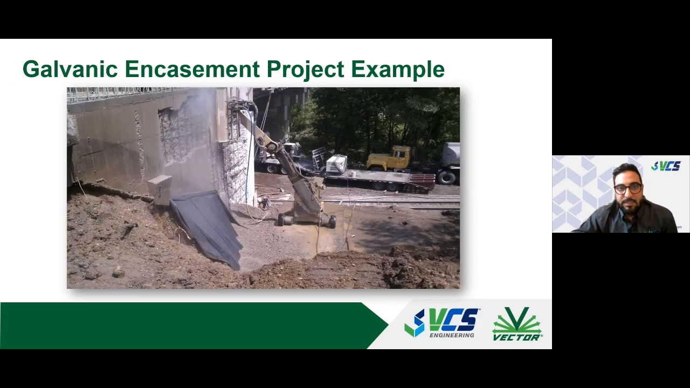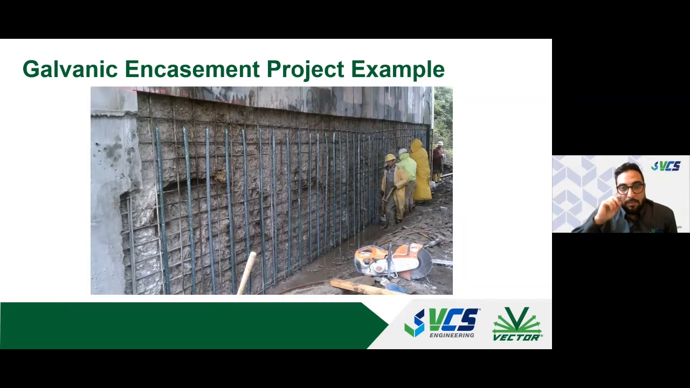And the last example is, again, an abutment wall where there was severe deterioration going on. And so you can see the hydro demo removing all of that deteriorated concrete and exposing the embedded steel. And once that was done, the distributed anode systems were installed, and you can clearly see they're being directly shorted to the steel in this case.